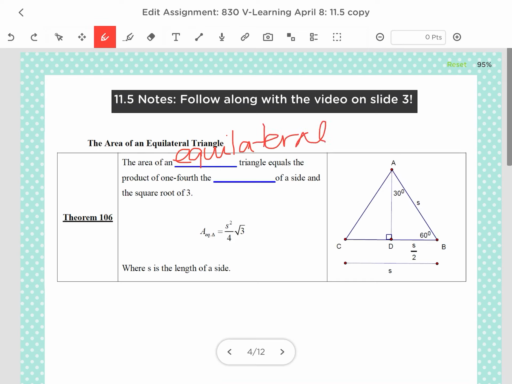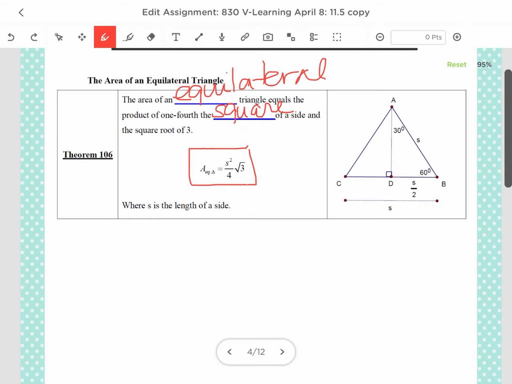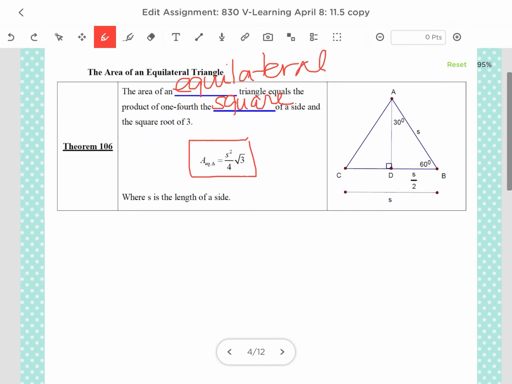equals the product of 1/4 the square of a side and the square root of 3. So this formula is represented right here, where it says side squared over 4 times root 3, and s is the given side length. So, for example, if you look at the picture on the right here, since it's an equilateral triangle, we always know that all of the angles are 60 degrees. If we were to drop an altitude down, so in this picture we have AD, you're going to make a 30-60-90 triangle, okay?